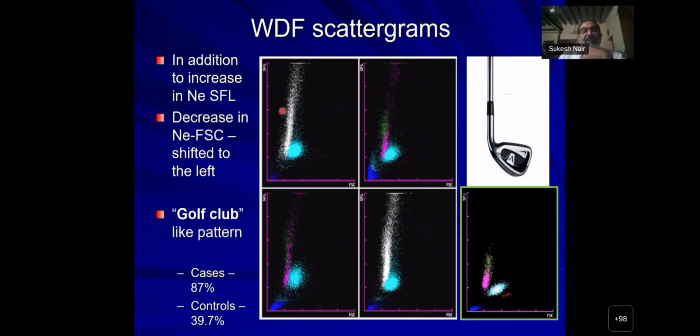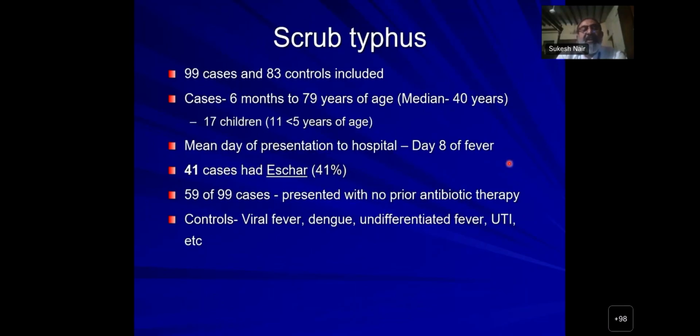Other thing is, when we looked at the increased neutrophil fluorescence, we also looked at the forward scatter of the neutrophils compared to normal. And we found that in these patients, the forward scatter of the neutrophil was lower. That means the neutrophil was highly susceptible to lysis. This is normal forward scatter of lymphocytes and neutrophils. Here you can see in the patients, it's all significantly reduced, giving a golf club pattern. This was classical of scrub typhus.